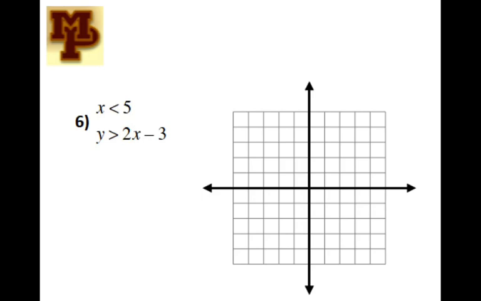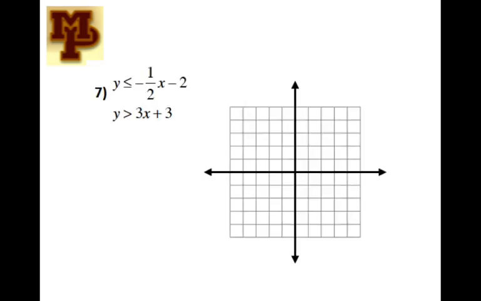Number 7. Both of these are in slope-intercept form. So we go down to -2, put a nice dot. The slope is -1/2, so we would go down 1 over 2, down 1 over 2, if you wanted to just not have to use a straight edge. And then it's solid, has a bar underneath it.